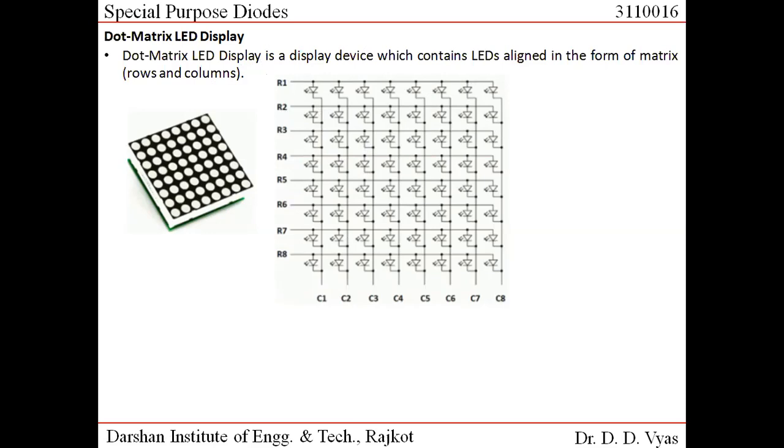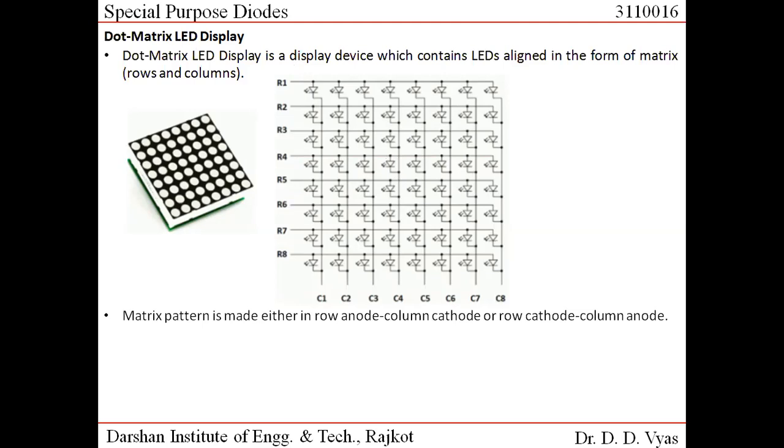See why matrix arrangement is so popular even in mathematics. Because a matrix is basically a collection of elements where each element can be uniquely addressed. So here, though we have 8 cross 8, 64 LEDs, each LED can be uniquely addressed in terms of its row and column.